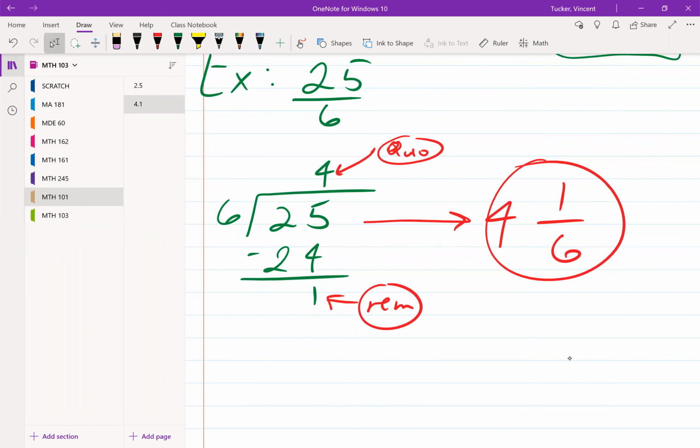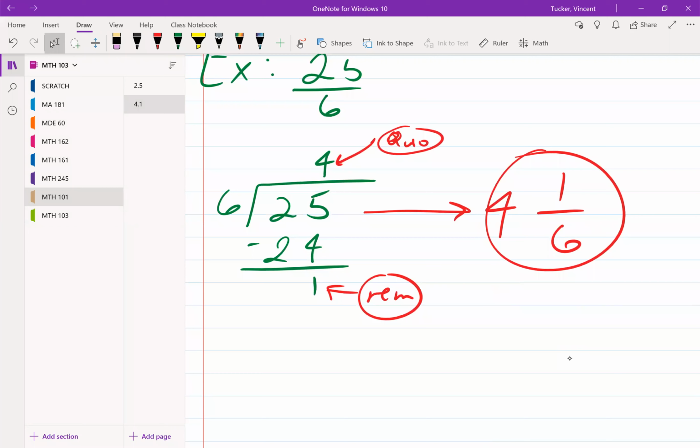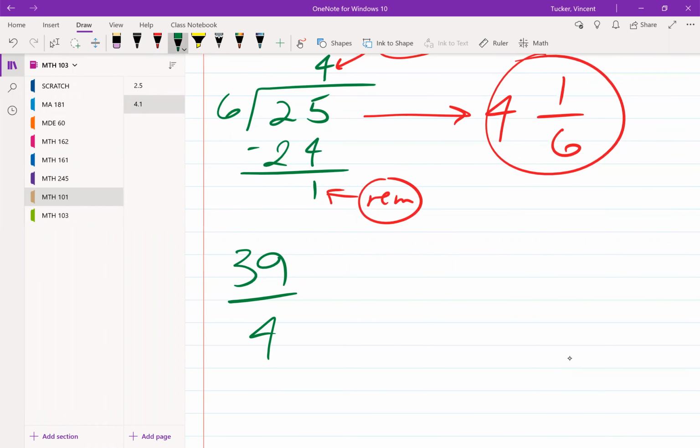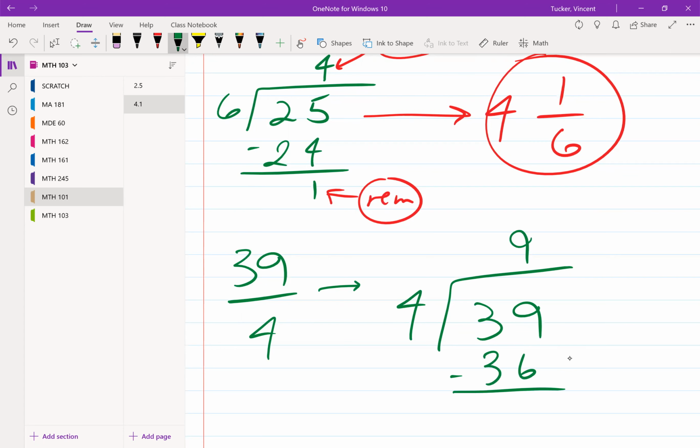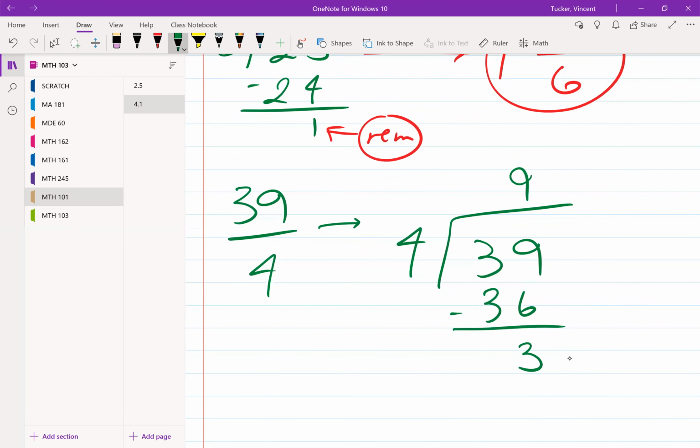So let's go from here. So we did 25 over 6. And let's do another one. We have 39 over 4. So the first thing we'll do is set up our long division process. 4 goes into 39 9 times. 9 times 4 is 36. 39 minus 36 is 3. So our answer is, not 4, excuse me, 9 3/4.